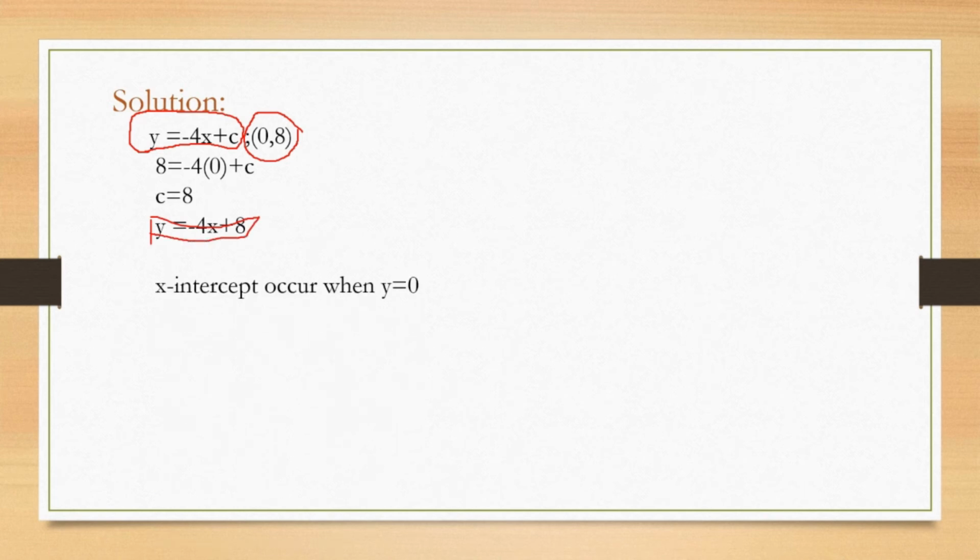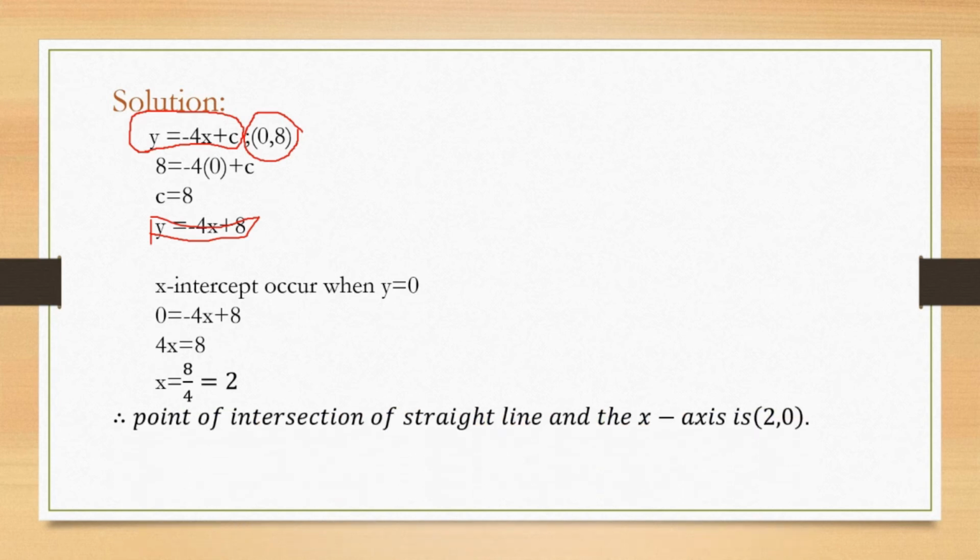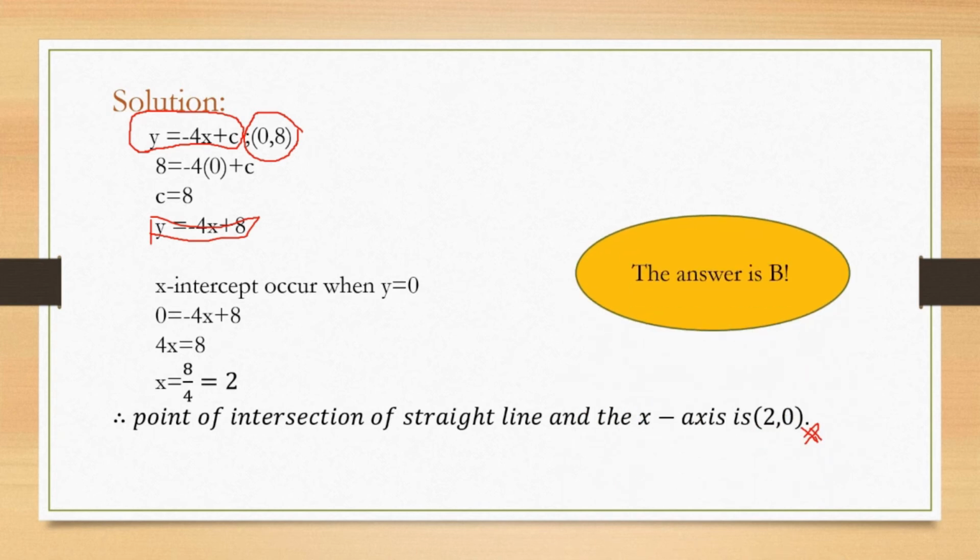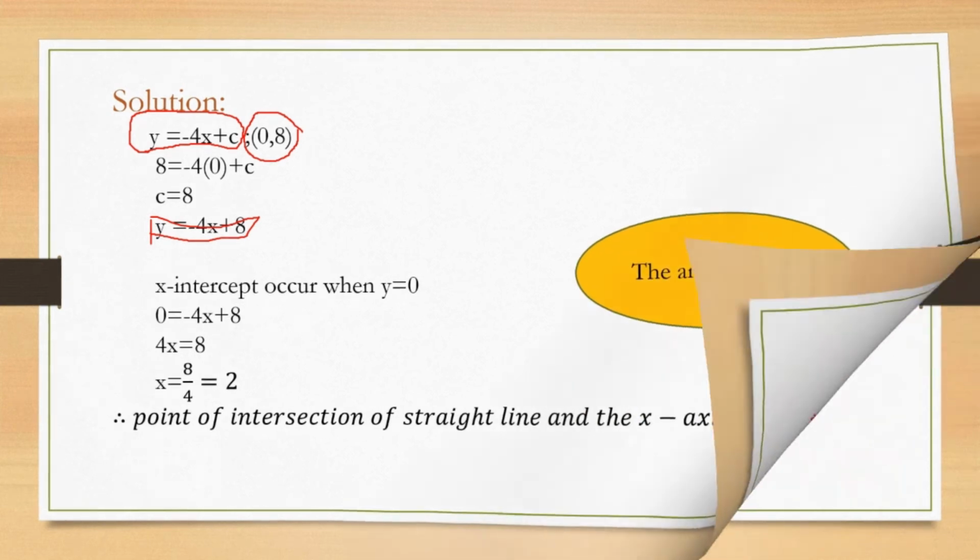Next, to find the x-intercept, we should substitute y equals 0 and the x value is 2. Thus, the point of intersection of the straight line and the x-axis is (2, 0). And the final answer is B.